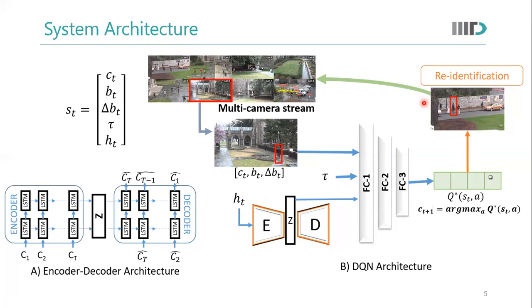So this is our architecture in which from the multi-camera stream, we create this state vector as shown in one of the previous slides. And then using a 3-layer neural network, we learn a Q-learning policy to predict the Q values corresponding to each camera index. And we select the camera which has the maximum Q value so that we can make a re-identification query to identify the spatial location of the target. This process is repeated again and again so that we can identify the trajectory of the target in the camera network.